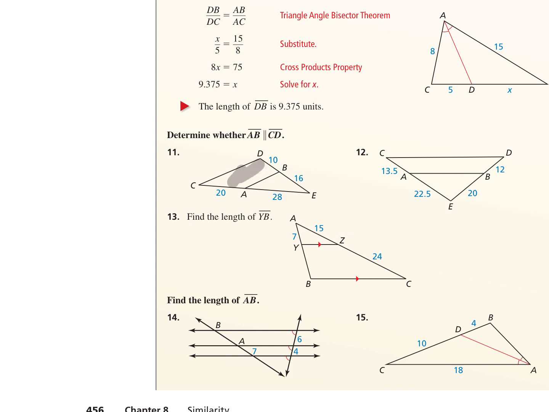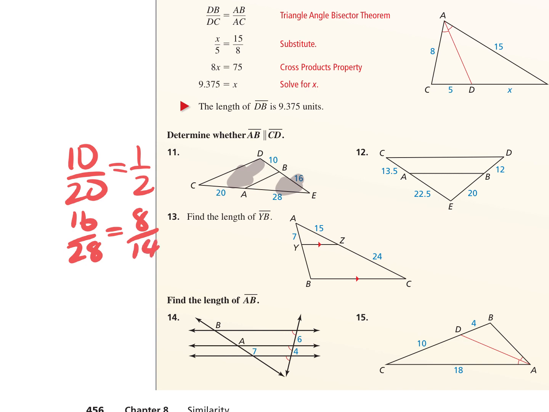If I do 10 over 20, then I'm going to do 16 over 28. So 10 over 20 simplifies to 1/2. And then 16 over 28, I could simplify this 8 to 14. Actually, I can divide it by 4. That'll be better. So 16 over 28, divide them by 4, 4 to 7. So because these are not equal, this would have been no, these lines are not parallel.